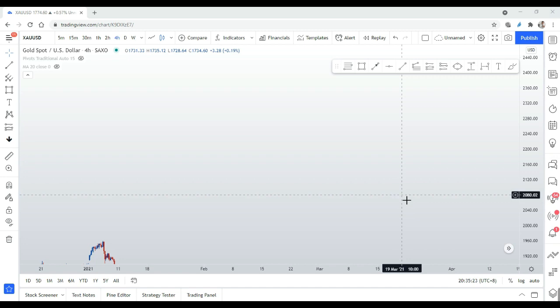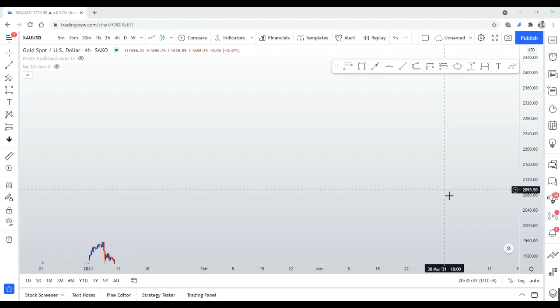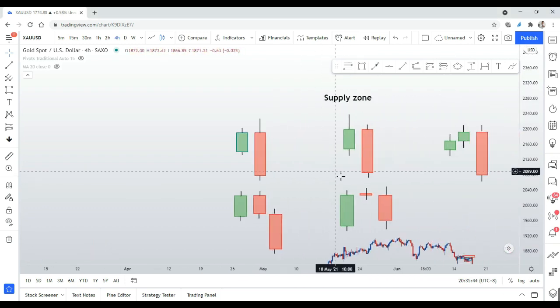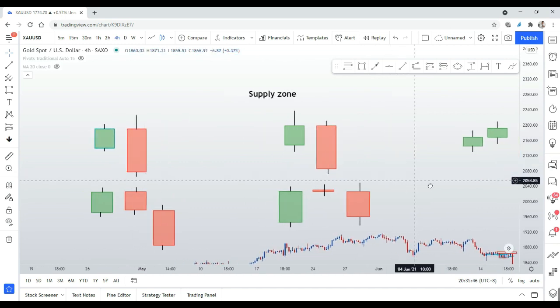So of course, I'm going to categorize into five different zones, and it's based on the most influential to the least influential zone. So are you guys ready? Let's get started. First of all, let's look into the supply zone.